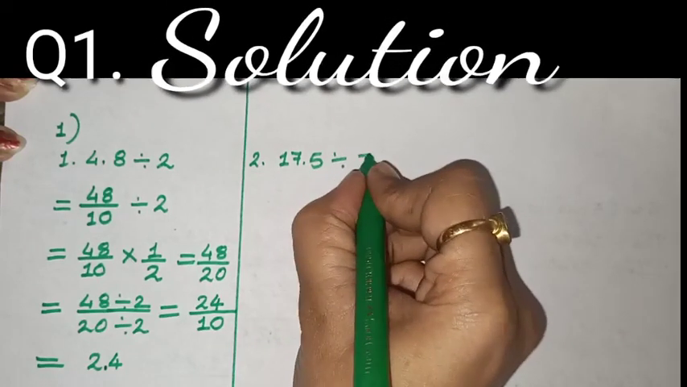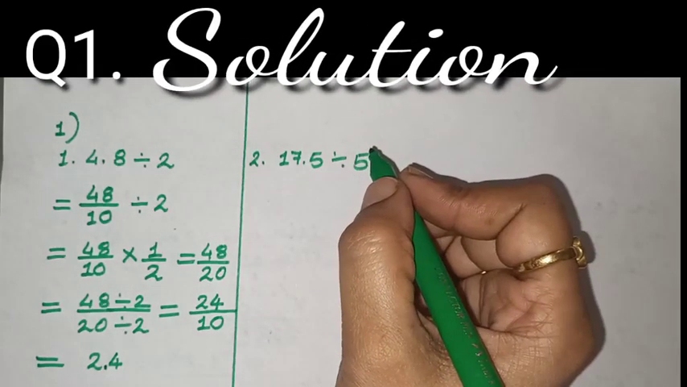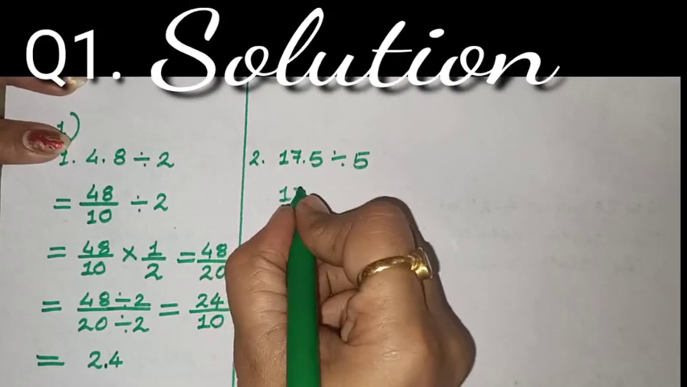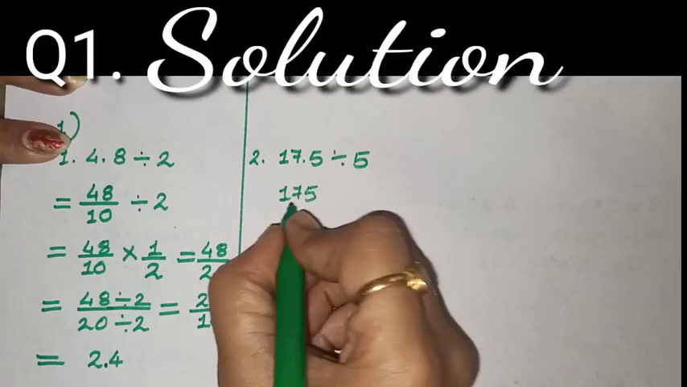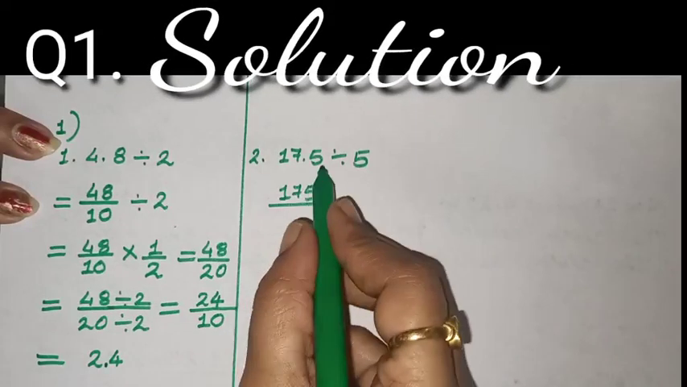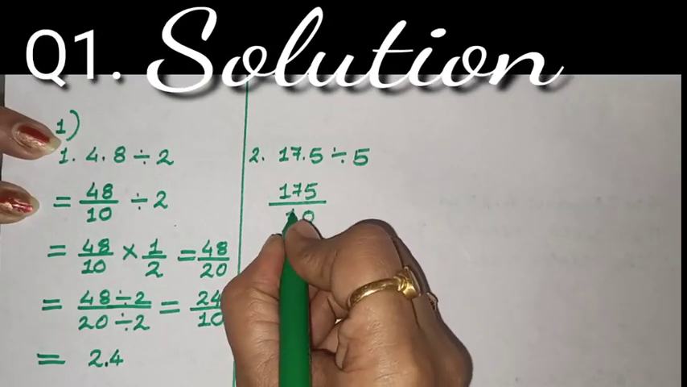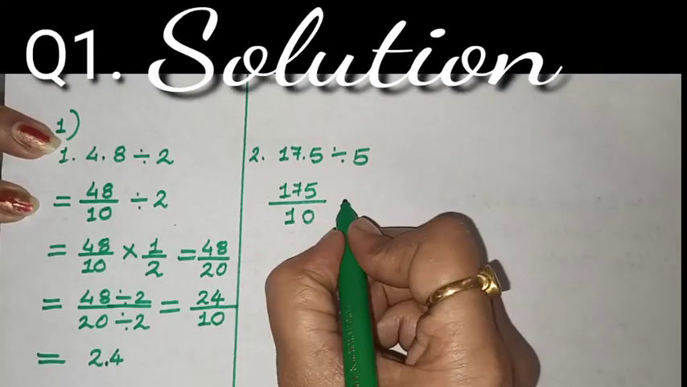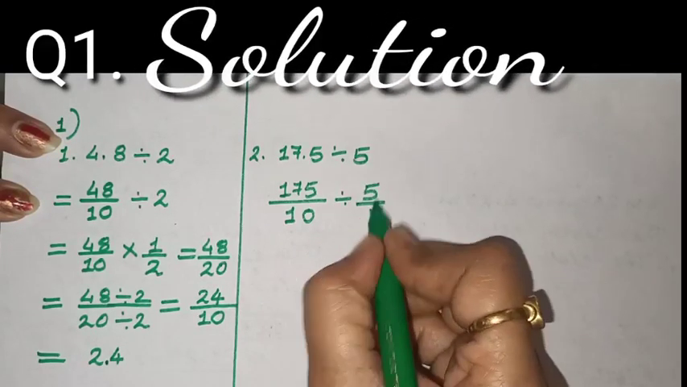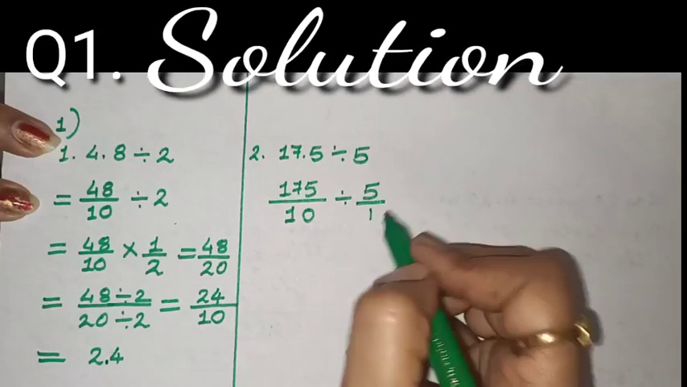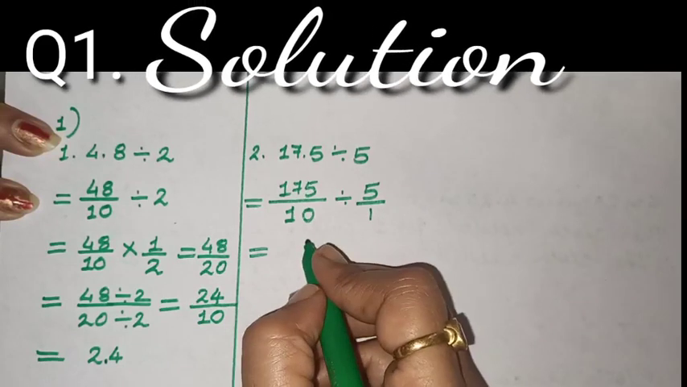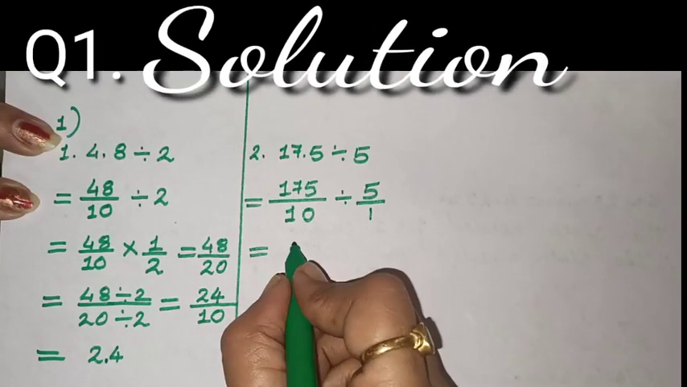Let us see, this question is 17.5 divided by 5. So again 175, I have written the digits as it is. Count the numbers. How many digits after the decimal? It is only 1. So only one 0 will be there. 175 upon 10 divided by 5. I will write here 1, to make you understand, 5 means 5 upon 1. Okay. So here 175 upon 10 divided by 5 upon 1.